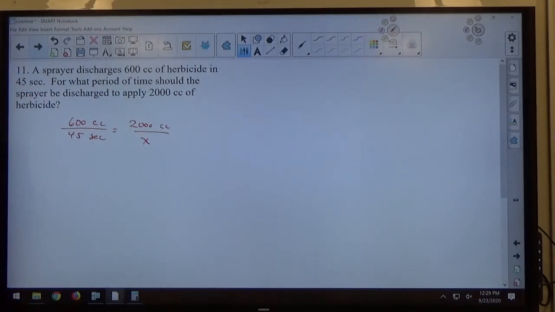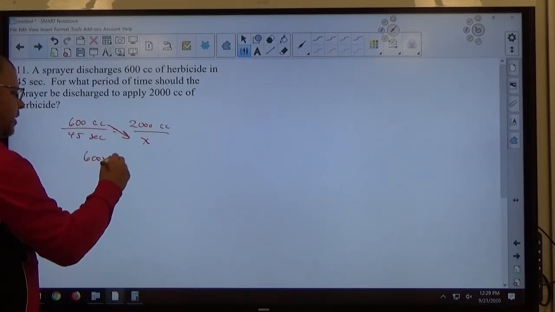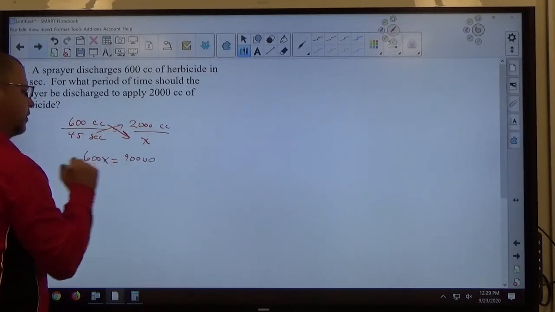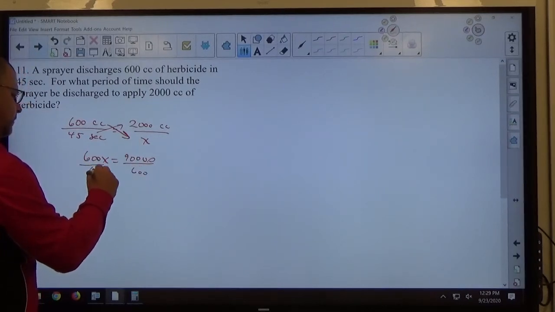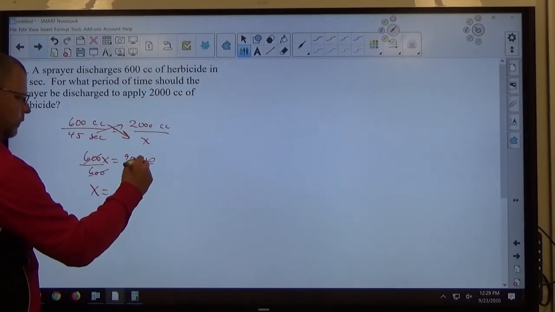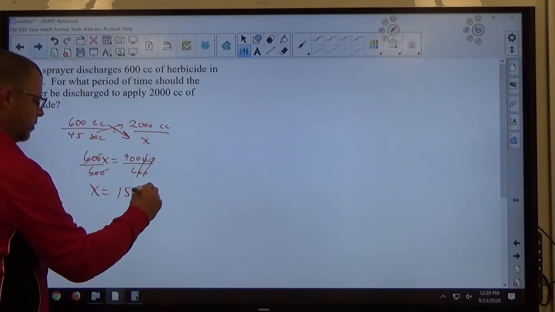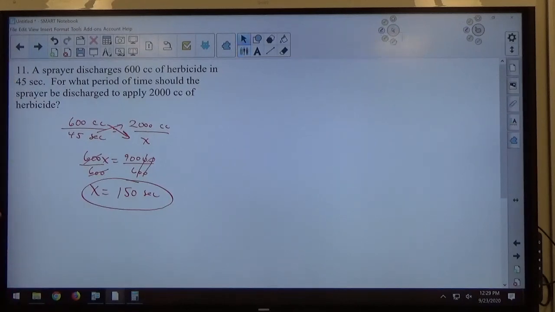Fraction 1 equals fraction 2. Cross multiply, I'm going to get 600x equals 45 times 2,000. Divide both sides by 600. We get 150 seconds. You can say 2.5 minutes. I did. 2.5 minutes works too, yeah.